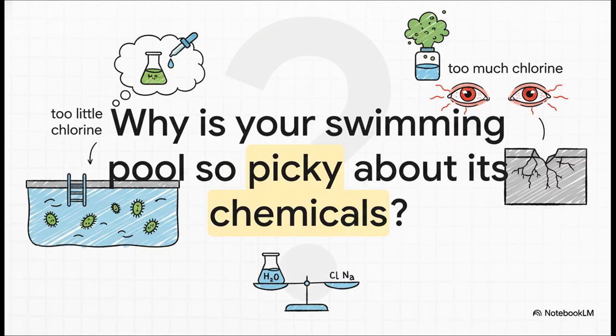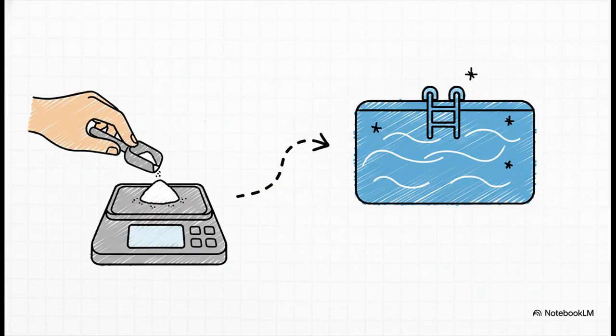Have you ever wondered why taking care of a swimming pool is such an exact science? I mean, you can't just dump in a random scoop of chlorine. If you add too little, you get all sorts of gross stuff growing in there. But if you add too much, you get stinging eyes and you can even mess up the pool liner. It really all comes down to chemistry by the numbers.